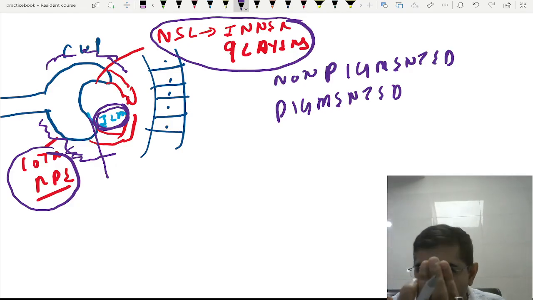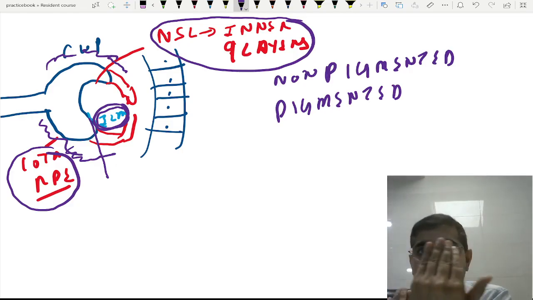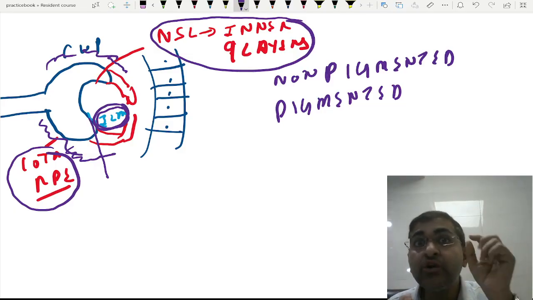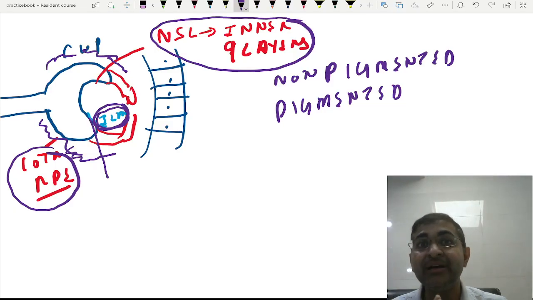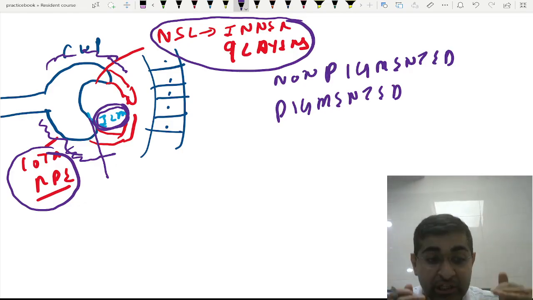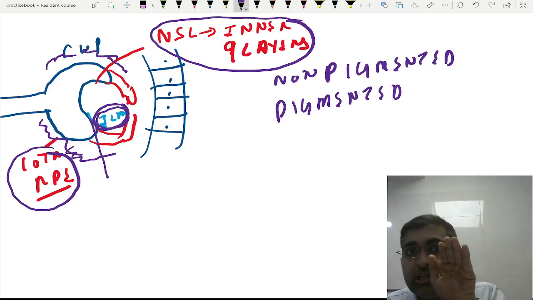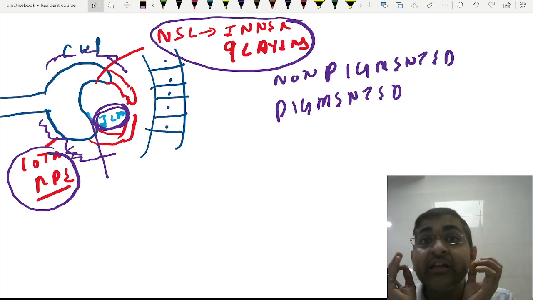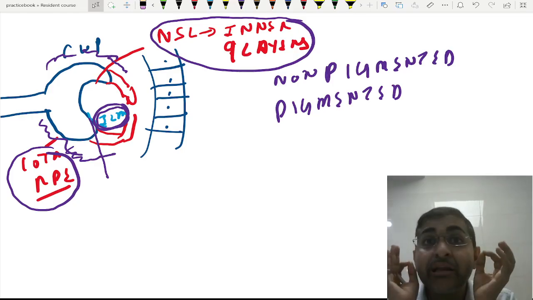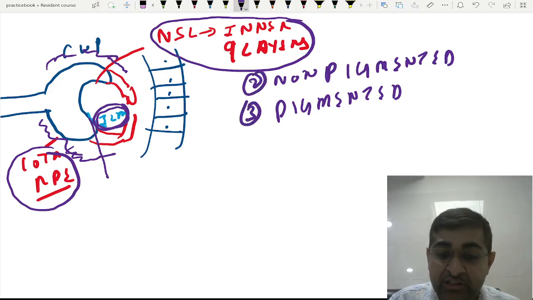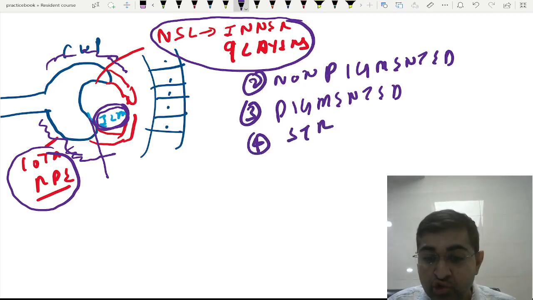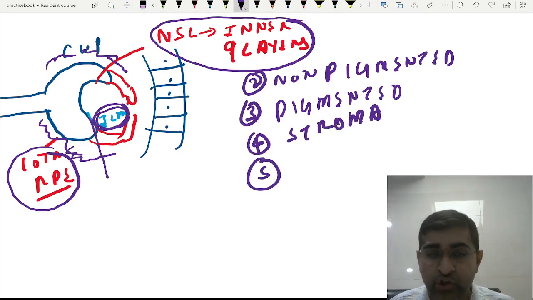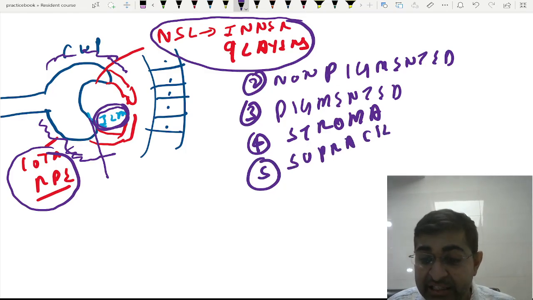That is why in the iris, from anterior to posterior, we have the anterior limiting layer, then the stroma, then the anterior non-pigmented epithelium, and the posterior pigment epithelium. But here, since we are talking of the ciliary body, it will be a direct extension of the optic cup. That is why the inner layer will be the inner limiting layer. Then we are going to have the non-pigment epithelium, then the pigmented epithelium. So this is the second layer, this is the third layer. Then we are going to have stroma. Yes, then we are going to have the outermost layer of the ciliary body, the supraciliary lamina.